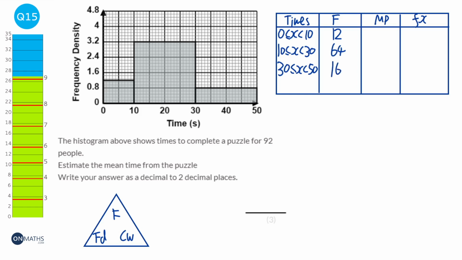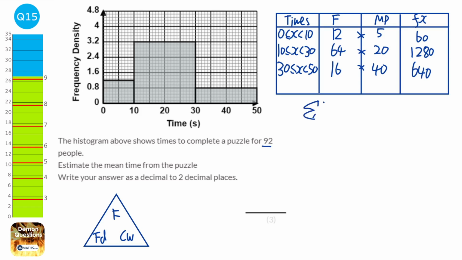Okay, so we've got our table from the histogram, and we're asked to find the mean. So hence us doing the midpoint, etc. So the midpoint is 5, 20, and 40. And then the fx, we just times these together, and that would be 60, 1,280, and 640. Now, something I said earlier is that the frequency density is proportional to the frequency divided by class width. It does tell us there are 92 people, and if you do the sum of the frequencies, you do get 92. So we know that it's a one-to-one relationship.